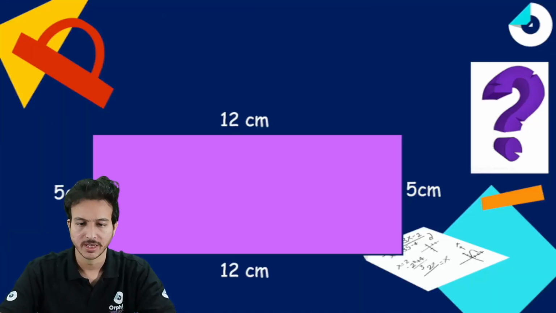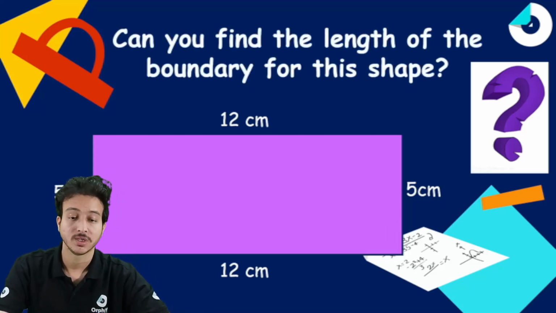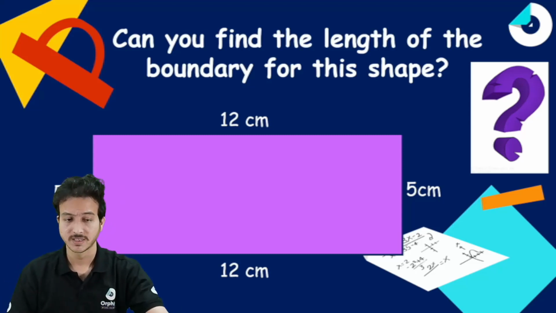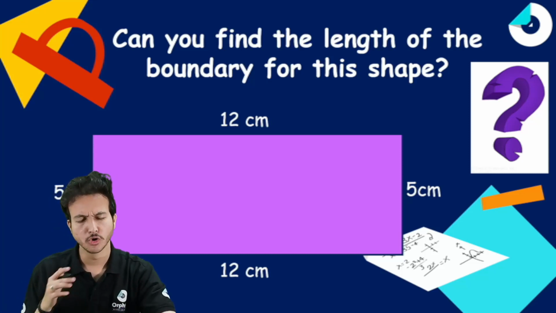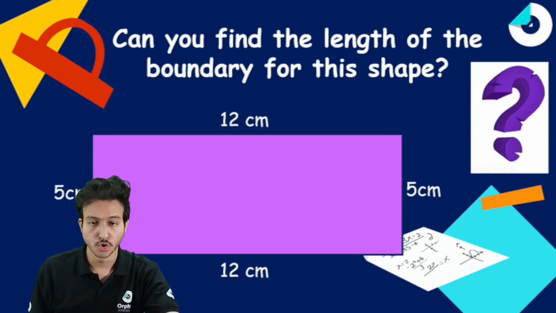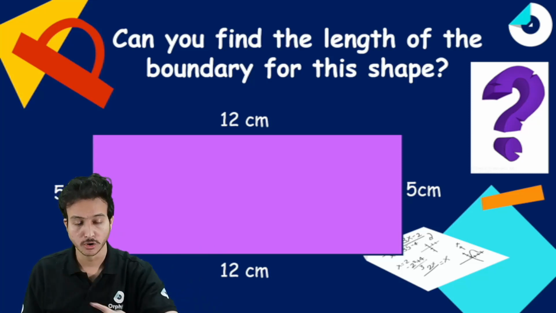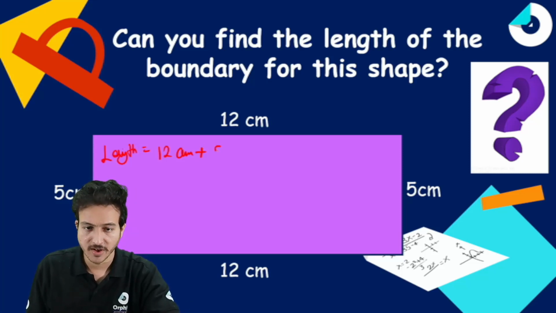Let's see what we can do in this. Can you find the length of the boundary for this shape? Now this is a rectangle in which one side is given as 12 centimeter and another side is given as 5 centimeter. We know a rectangle is a shape in which the sides parallel to each other are equal in length. So we need to find the length of the boundary. First we will go along the length, which is 12 centimeter. Then you move along the breadth, that is 5 centimeter.